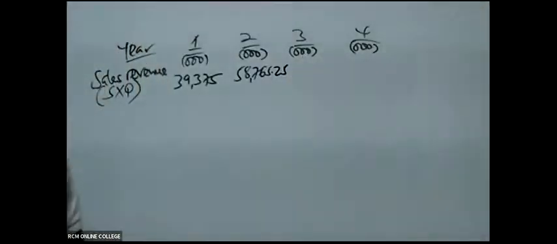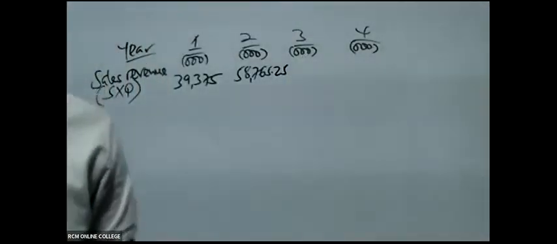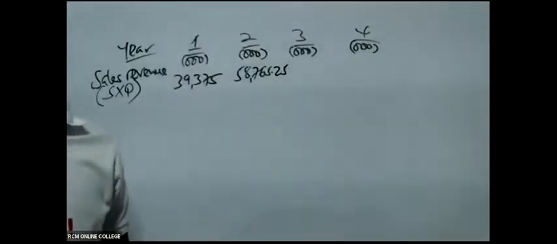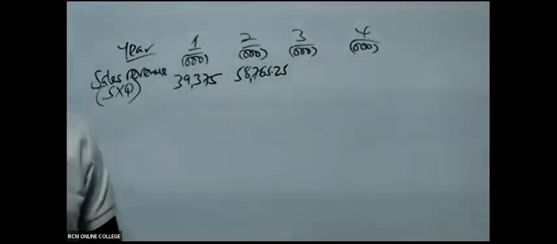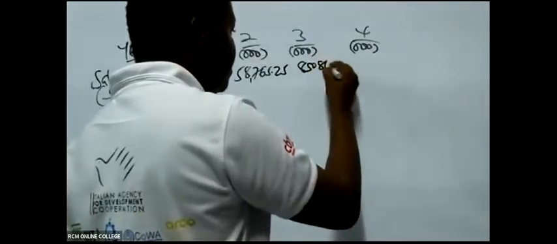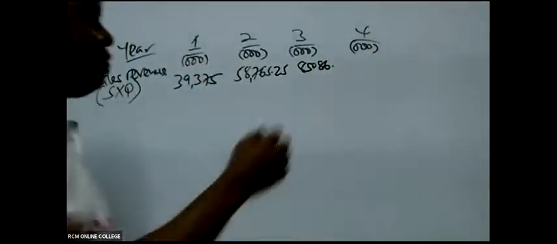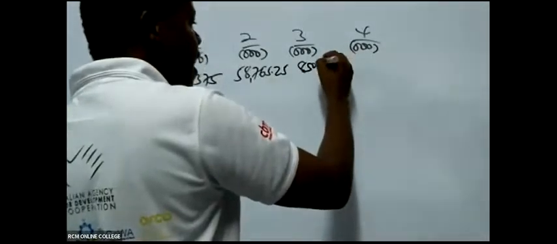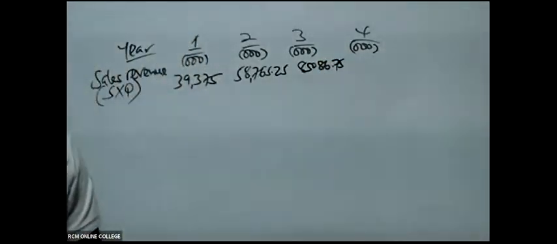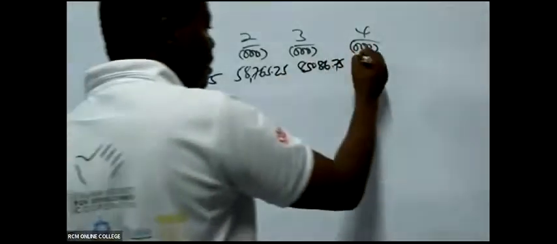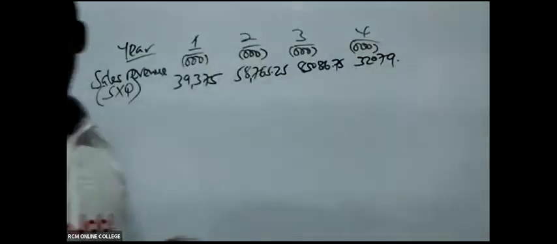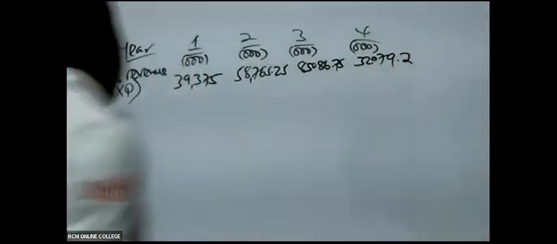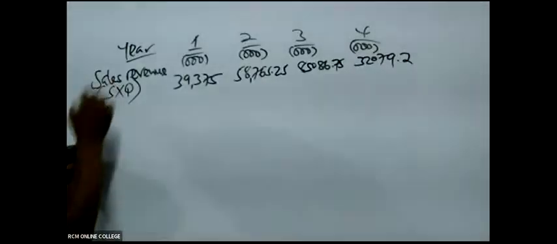Year 3. Let's get this first. Year 3, 850, 86 point what? 0.75. And then year 4, what are we getting for year 4? 320.79. Then after getting the sales revenue, we need to less what?